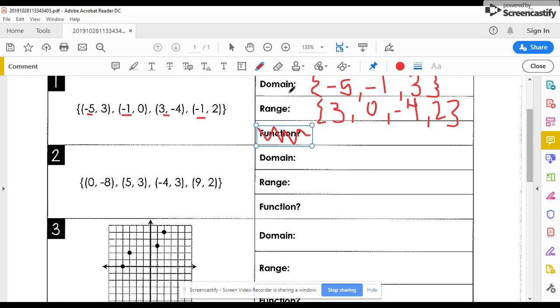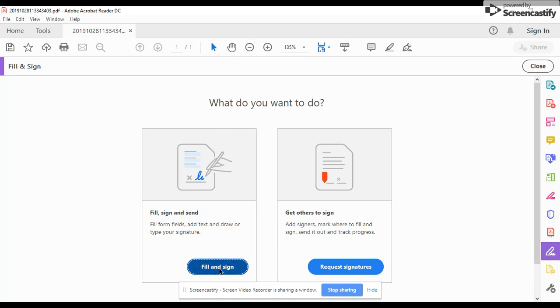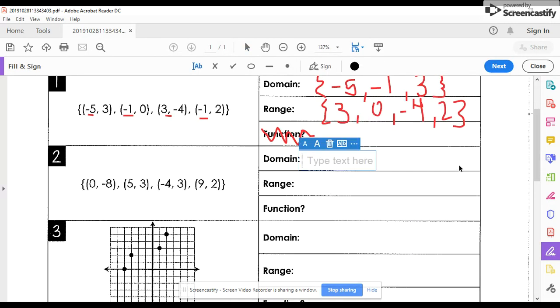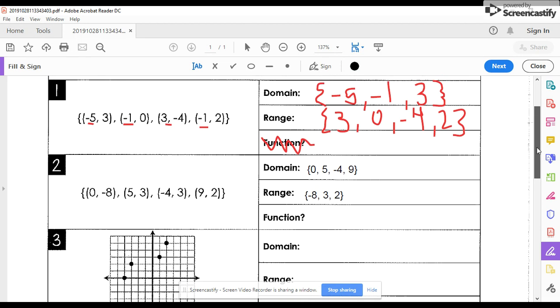We're just going to list them out. I wonder if I can do this a different way. How about this? Oh, look at this. And I can do a real brace. So in this one, the domain is 0, 5, -4, and 9. And then my y's are -8, 3, another 3, so we won't write it, and 2. Perfect.